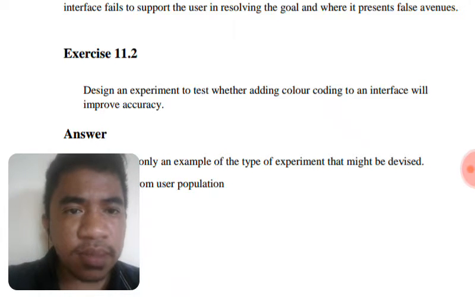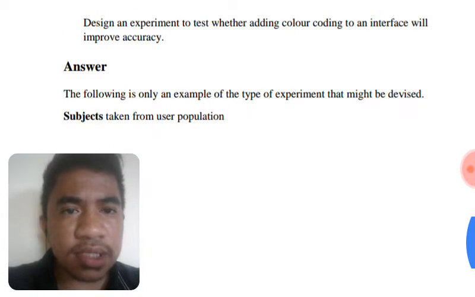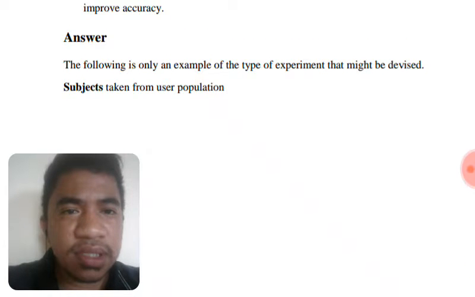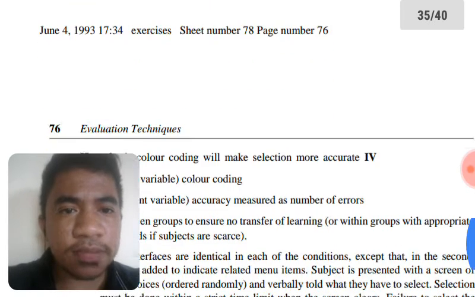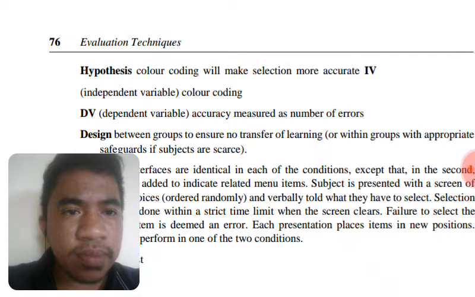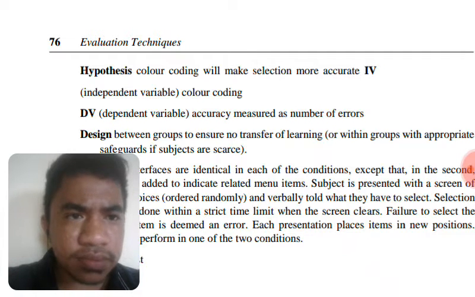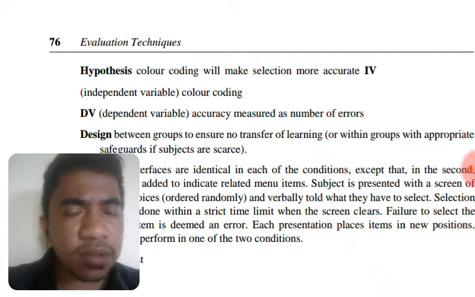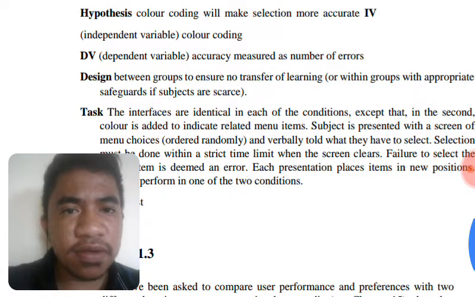Design an experiment to test whether adding color coding to an interface will improve accuracy. Answer: the following is only an example of the type of experiment that might be devised. Subjects taken from the user population. Hypothesis: color coding will make selection more accurate. IV, independent variable: color coding. DV, dependent variable: accuracy measured as number of errors.